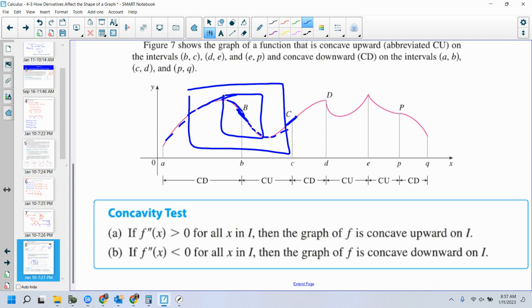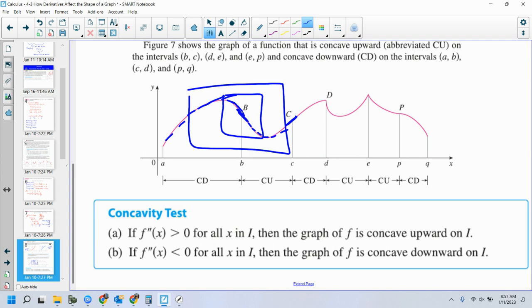You know where those are going to happen? Where the second derivative equals zero. That's where you might get an inflection point. Where was the first derivative equal to zero? The maximum or minimum points, right? Where is the second derivative equal to zero? The inflection points. That's what we're going to be looking at. First derivative tells you where the maximum or minimums could be. Second derivative zeros tell you where the inflection points could be.